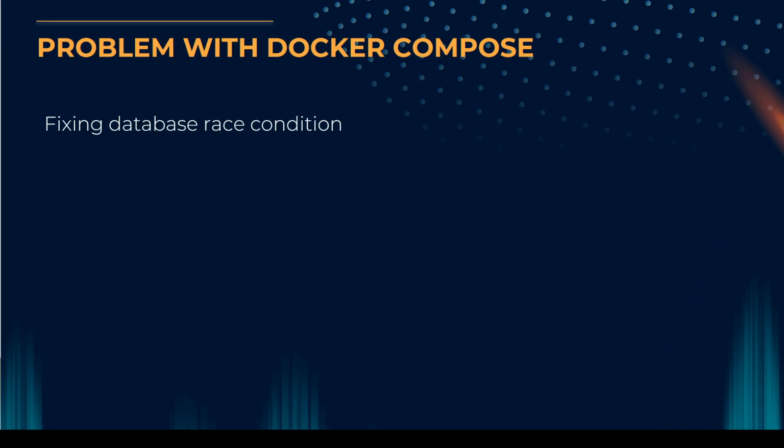So, what is a database race condition? A race condition in a database happens when two or more operations happen at the same time, and the outcome depends on the order in which they happen. If not handled properly, this can lead to unexpected or incorrect results in your database.